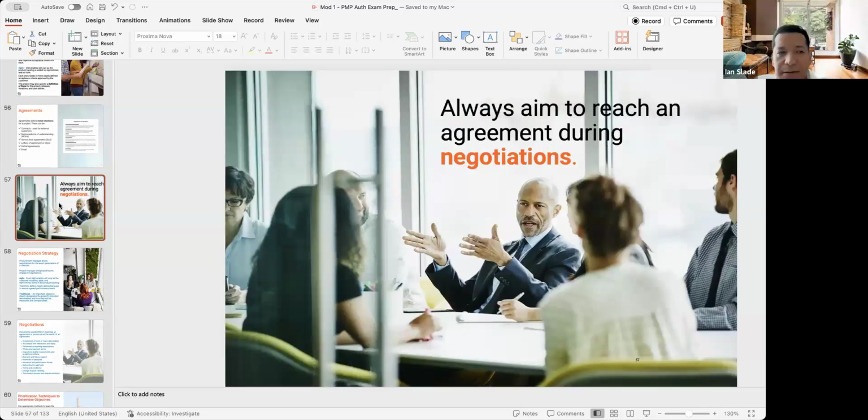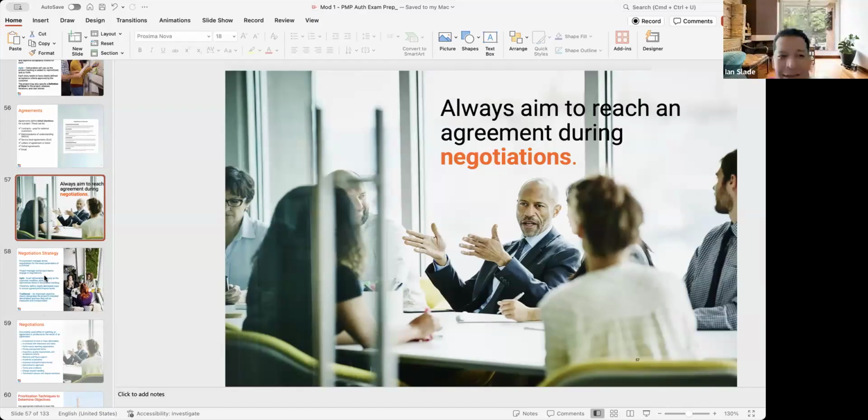All right. So always aim to reach an agreement during negotiation, because again, the goal of negotiation is not just to talk. The goal of negotiation is to reach an agreement. So going back to your question, Lizette, the deliverable of negotiations is an agreement, right? The goal is to get to an agreement. So that's the goal.